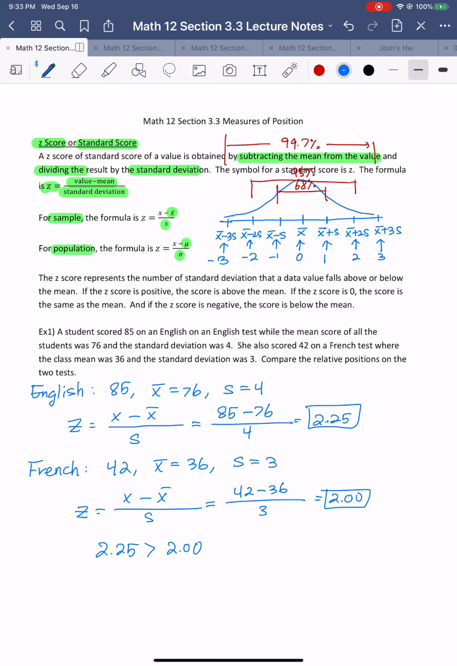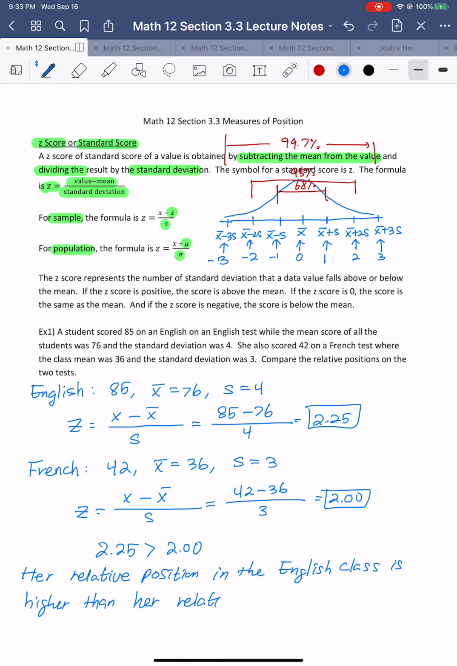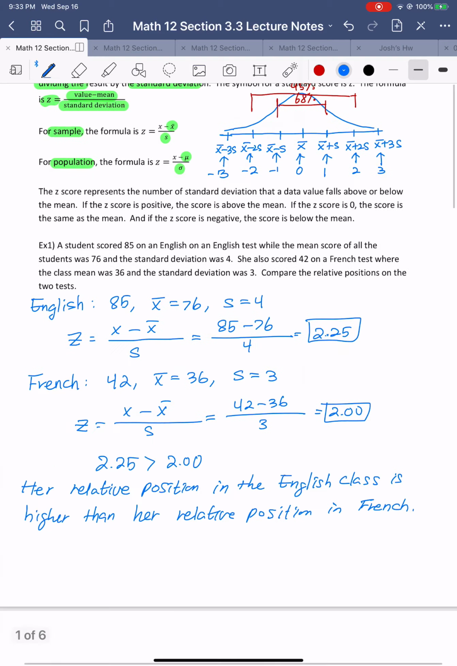Because of that, her relative position in the English class is higher than her relative position in French, which means she's doing a better job in English than in French. Okay, all right. Let's go to the next problem.